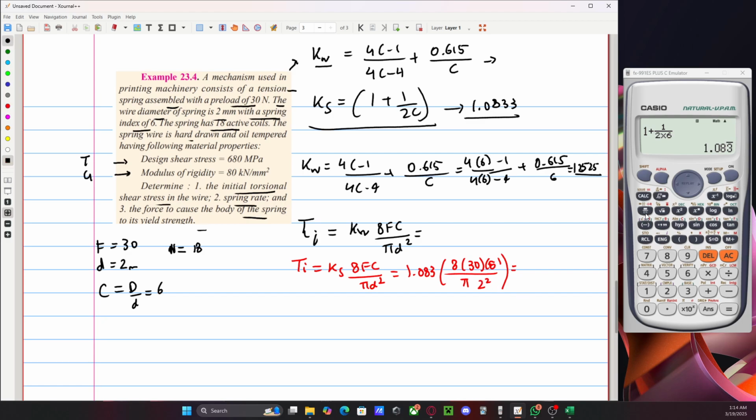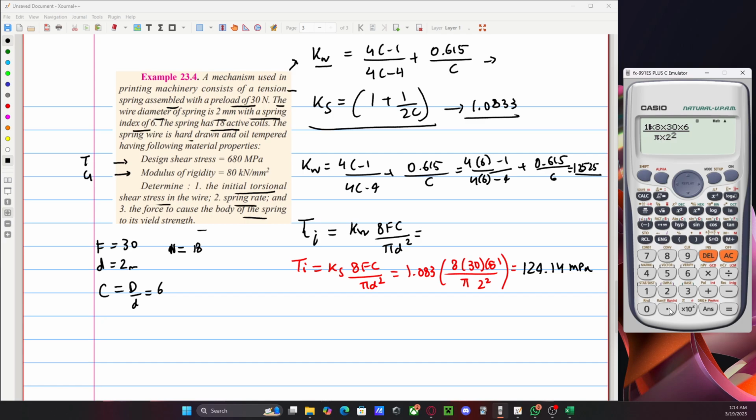So let's stick with this. So answer times 8 times 30 times 6 over pi times 2 squared. So for this one, we get 124.14, right, MPa. Okay, now let's compare this to if we were to get another answer.